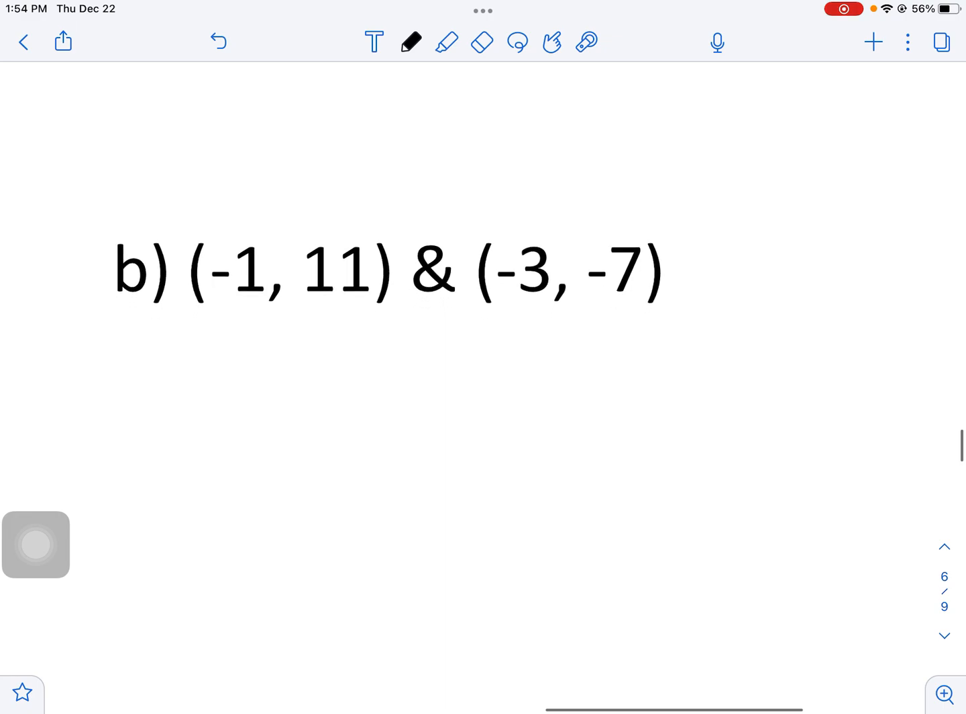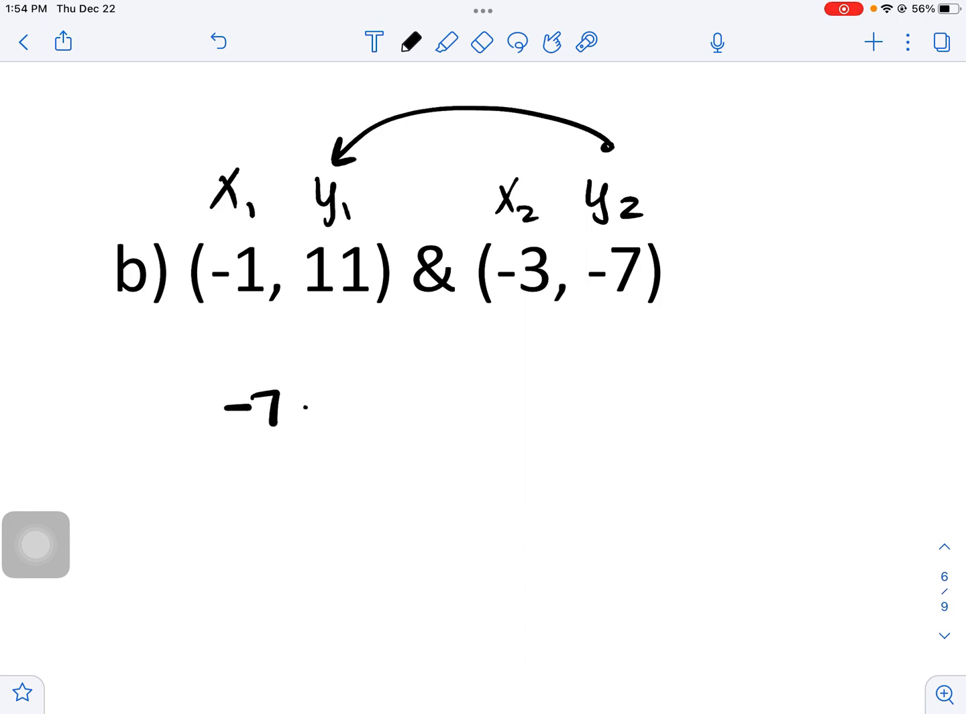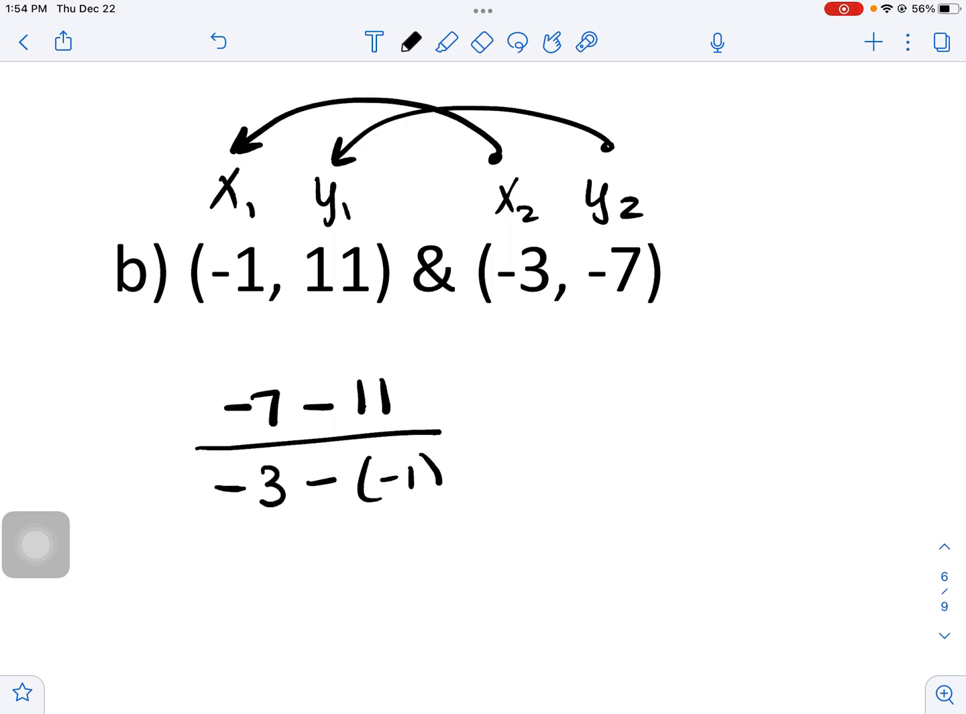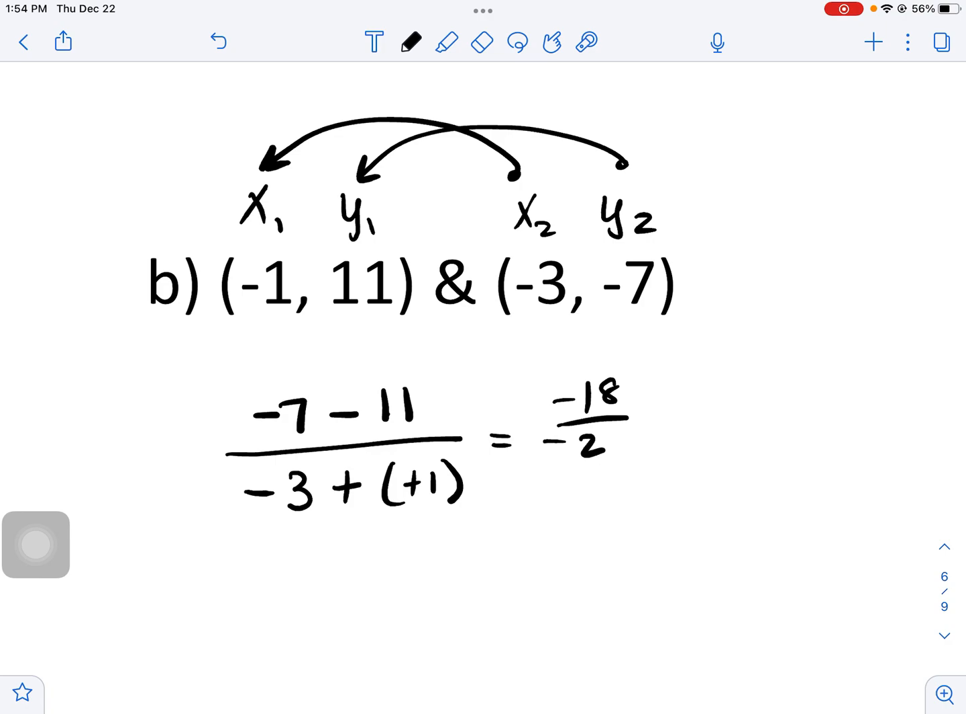All right, next, excuse me, we have x1, y1, x2, y2. So I'm going to subtract y2 minus y1, so negative 7 minus 11. Then I'm going to do x2 minus x1, negative 3 minus negative 1. Notice every time I have a negative, I put it in parentheses. My numerator becomes negative 18. My denominator goes to plus positive, becomes negative 2. Well, negative over negative is positive, and I get 9.